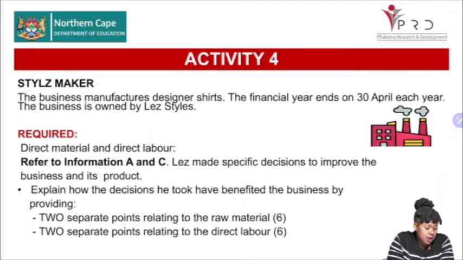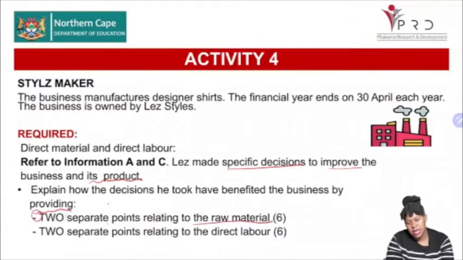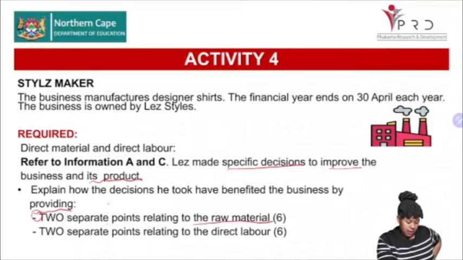The next activity is talking about the following. It says, refer to information A and C. Let's make specific decisions to improve the business and its product, right? Explain how the decisions he took have benefited the business by providing the following. The first aspect that you need to provide 2 separate points relating to the raw material. So let me quickly phrase this question accordingly, right? Explain how the decisions that he took have benefited the business relating to raw material. That's the first question that I'd like you to answer.